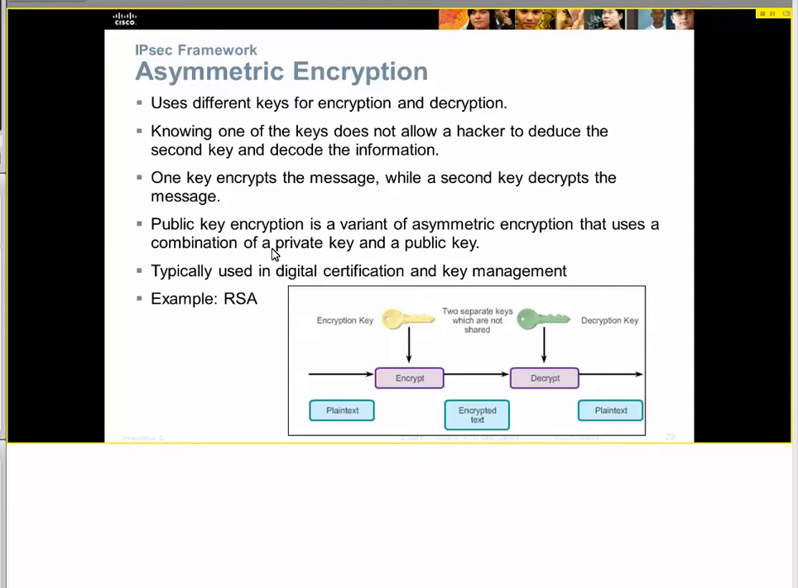Now, if I want to send you back a super secret reply, the way I get the super secret reply is I have to get your public key. I get your public key. I encrypt it to you. You get the ciphertext. You use your private key. That private key decrypts, and now we can communicate. I have your public, you have my public. You encrypt to me, I decrypt. I encrypt to you, you decrypt. Simple.